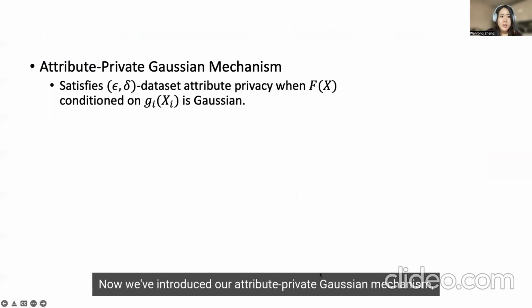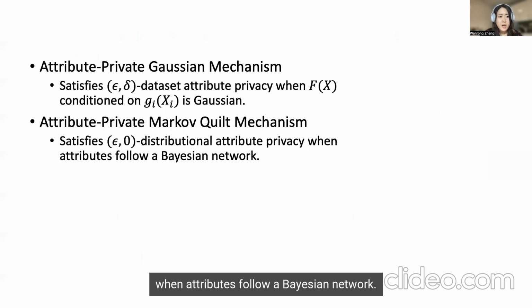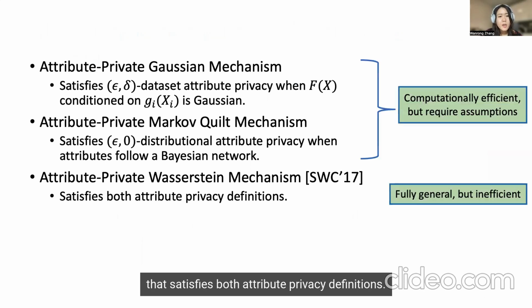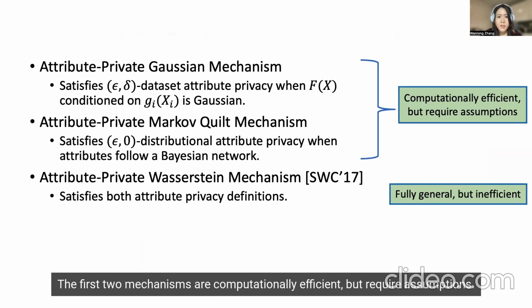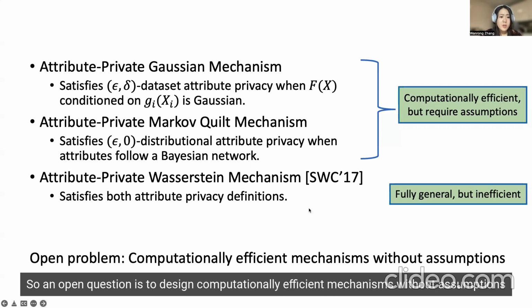Now we introduced our attribute private Gaussian mechanism. We also have an attribute private Markov quilt mechanism that satisfies epsilon-0 distributional attribute privacy when attributes follow a Bayesian network. We also have an attribute private Wasserstein mechanism that satisfies both attribute privacy definitions. The first two mechanisms are computationally efficient, but require some assumptions. And the Wasserstein mechanism is fully general, but is inefficient. So an open question is to design computationally efficient mechanisms without assumptions.